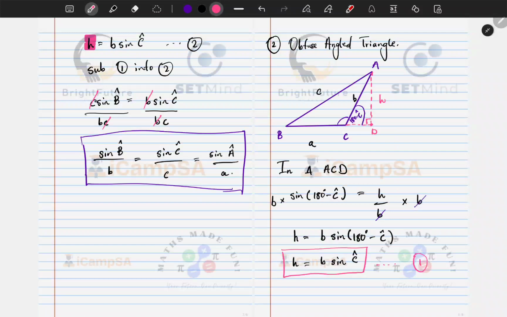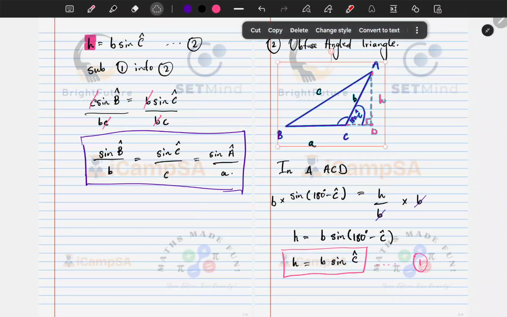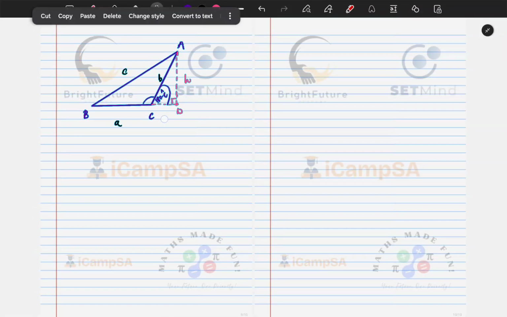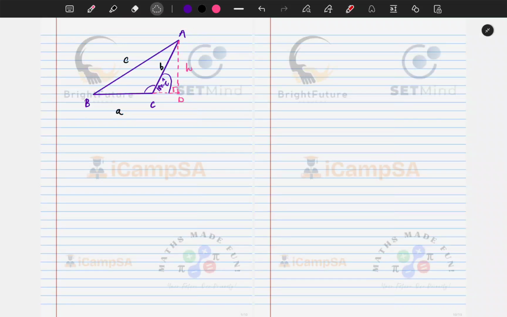Right, so now I need another equation, and the triangle I'm going to focus on is this big triangle. Now I'm focusing on the big triangle. So this is the angle that I'm going to focus on.